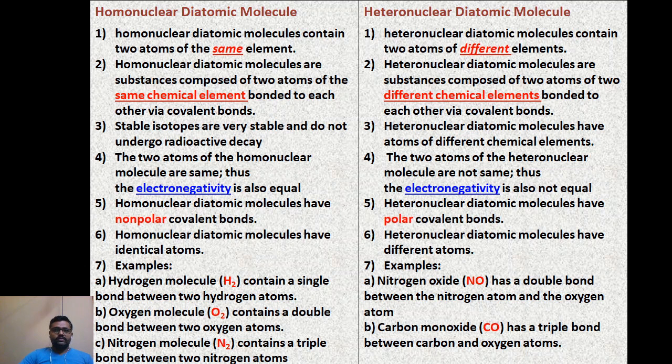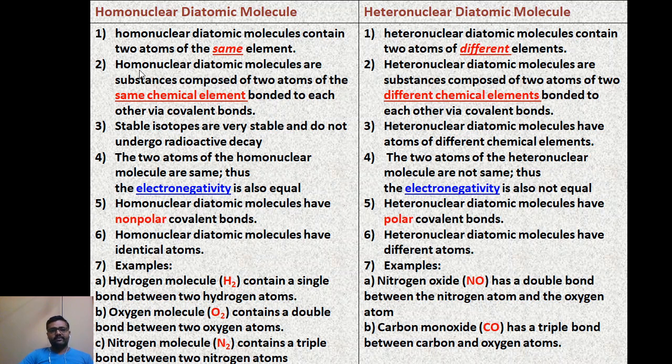As you know, homonuclear diatomic molecules and heteronuclear diatomic molecules, today I have to explain the comparison. First of all, we can take the homonuclear diatomic molecule. A homonuclear diatomic molecule contains two atoms of the same element. Heteronuclear diatomic molecules contain two atoms of different elements. Means the atoms present are the same; you can take it as two atoms being the same. In the heteronuclear diatomic molecules, there are two atoms, but the two atoms are different.